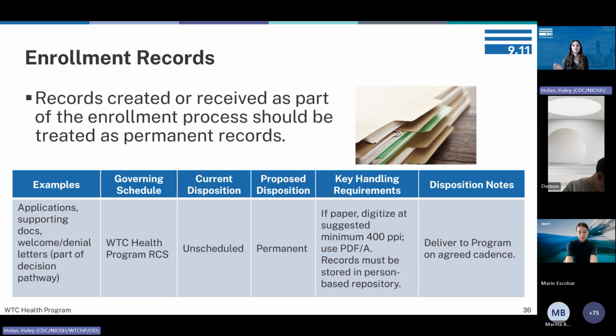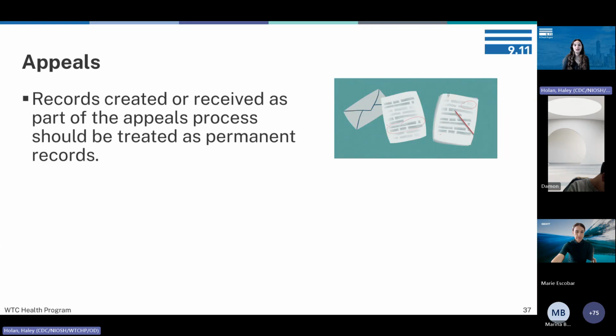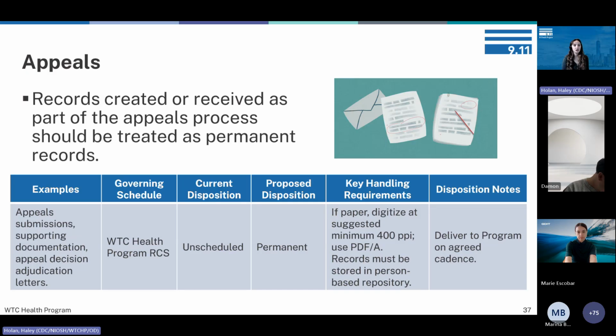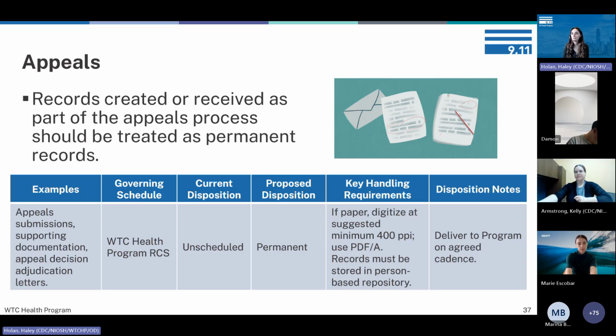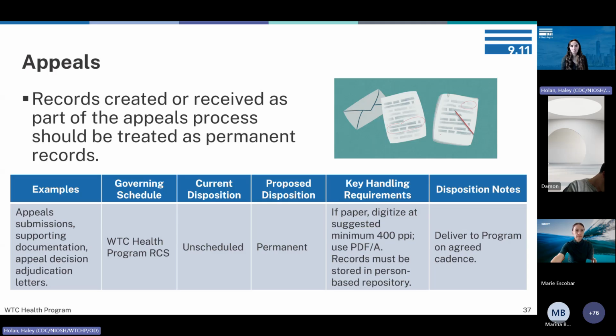Because these are proposed to be permanent records, we suggest that you digitize them at 400 pixels per inch and use a destination file format of PDFA. These records need to be stored in that person-based repository. And the records should be delivered to the program as requested. Appeals are similar. Appeals are records that are created as part of the appeals process, and they are permanent records. This might include things like appeal submissions, supporting documentation, appeal decision adjudication letters. Again, this is governed by the program's RCS. So these records are currently unscheduled. Same digitization requirements and destination file format suggestions. And we want these records to be able to be delivered to the program upon request.